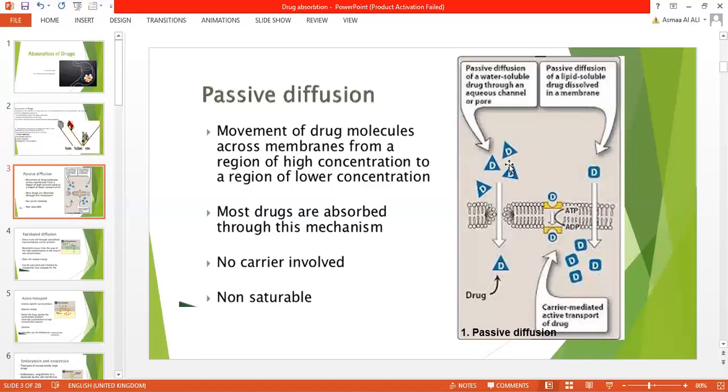it is non-saturable. So passive diffusion, for example, of a water-soluble drug through an aqueous channel or pool, and passive diffusion of a lipid-soluble drug which is dissolved in a membrane. Carrier-mediated active transport of a drug is different, but in this mechanism, as in passive diffusion, there is no carrier involved, it is non-saturable, and the movement of the drug is from high concentration to low concentration.